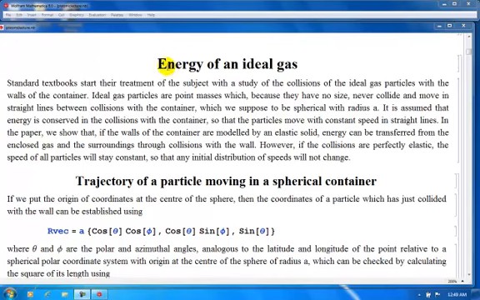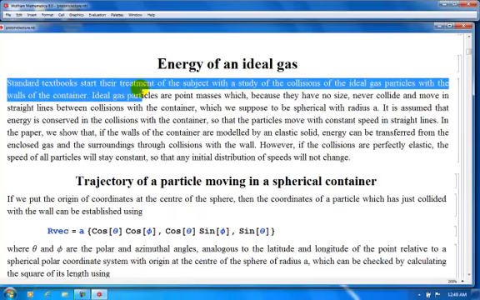Okay, so now let's turn our attention to the energy of an ideal gas. Standard textbooks start their treatment of the subject with a study of the collisions of the ideal gas particles with the walls of the container. Now, ideal gas particles are point masses which, because they have no size, never collide and move in straight lines between collisions with the container, which we suppose to be spherical with radius a.